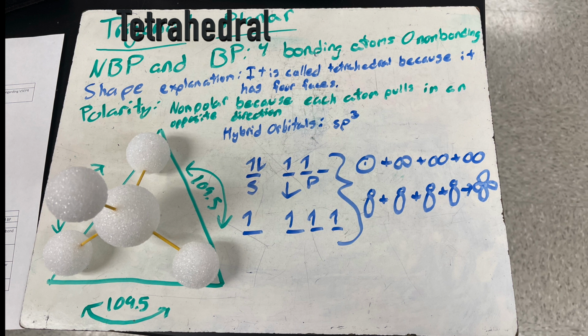For tetrahedral geometry, there are 4 bonding atoms and 0 non-bonding atoms. It's called a tetrahedral because it has 4 faces, and tetra is the prefix for 4. The hybrid orbital is sp3, and all of the bond angles are 109.5 degrees.